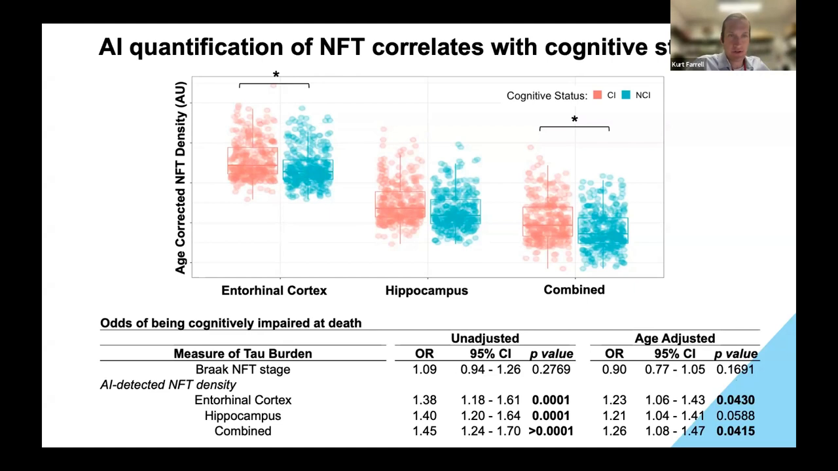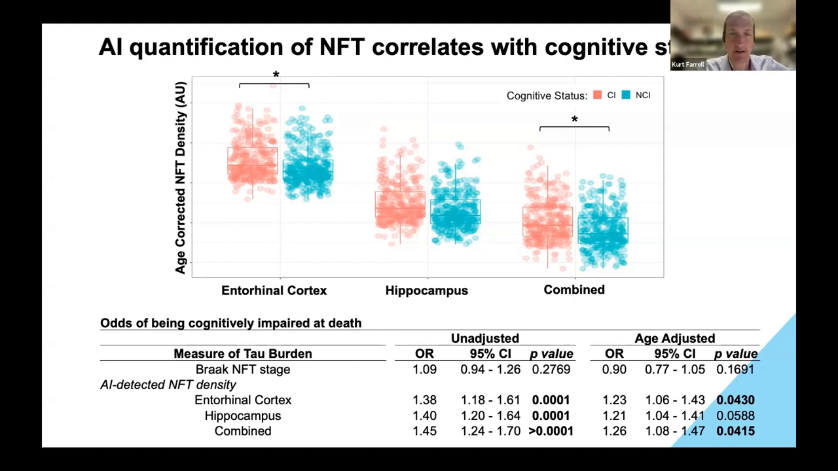But if you go to our AI detected density in the entorhinal region, you do get, although nominal, a significant difference in the prediction of cognitive impairment, which you're also seeing in the graph here. Not unexpectedly in the hippocampus, you're not getting that significant predictor. And that might be due to the fact that we're not breaking these up into the hippocampal subfields.